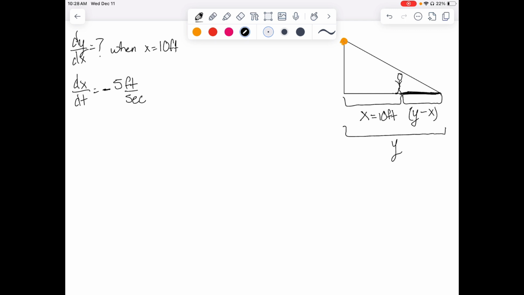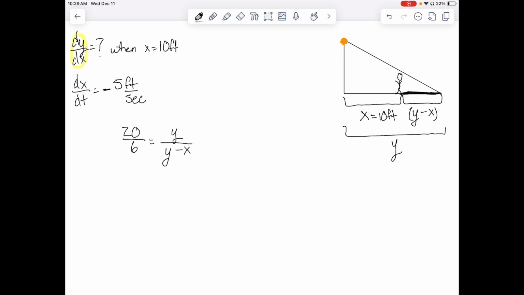Okay, so now as we're trying to figure out at what rate the tip of his shadow is moving, which is our dy/dt, that's what we're trying to find. We are going to use similar triangles to relate 20 to 6 and y to y minus x. I'm going to erase that one second so that I give myself some extra room. So 20 to 6 and y to y minus x.